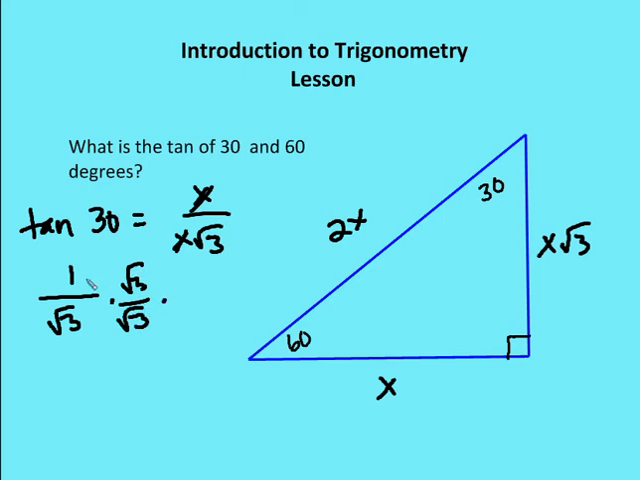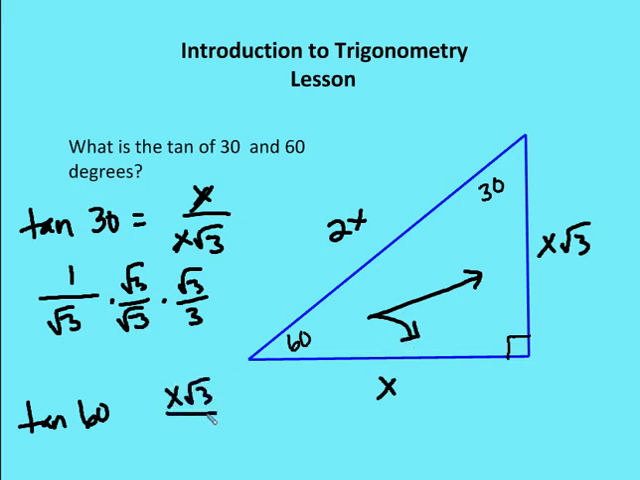Which I say is just like hairbrushing, because root 3 over root 3 is equal to 1, and I'm rearranging the expression to make it a value that does not have a radical in the denominator. So this ends up being root 3 over 3. So tangent of 30 degrees is root 3 over 3. And then the tangent of 60 degrees, again, is the opposite value over the adjacent value, which is going to be x root 3 over x, which gives me just root 3.